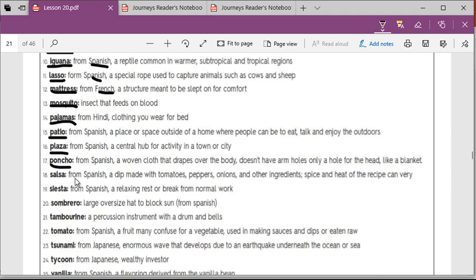Guys, this word, we all use it and we all know what exactly it is. Salsa comes from Spanish and it's a dip made of tomatoes, pepper, and onion. Siesta, the next word is siesta.